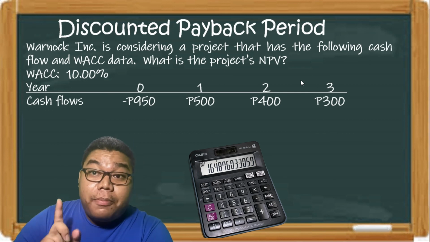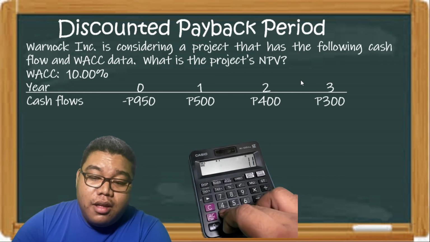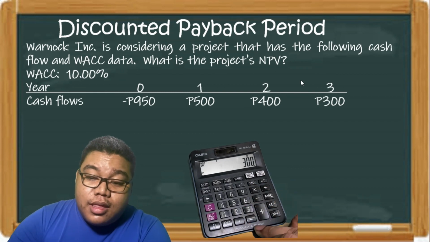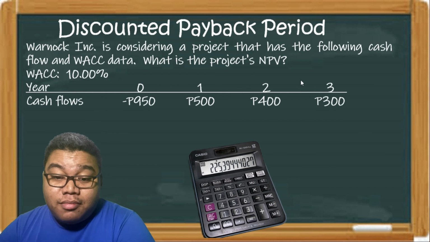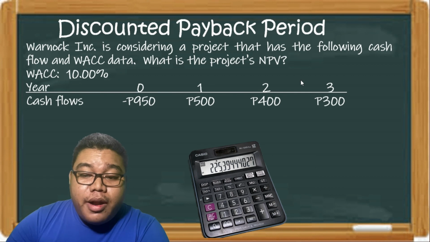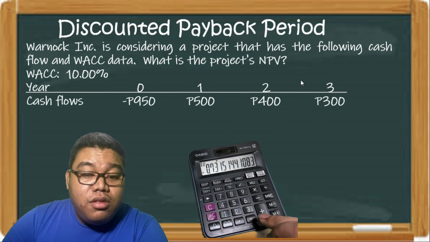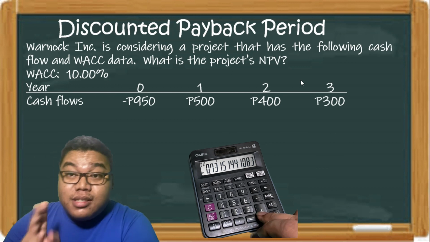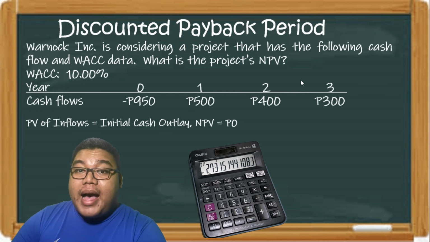Now let's get the present value of 300 at 3 years for 10%. 1.1 raised to negative 3, times 300. So 225.39. So let's key in memory recall divided by 225.39 and you will get 0.73. So let's add that: 2 years plus 0.73. That would be your discounted payback.